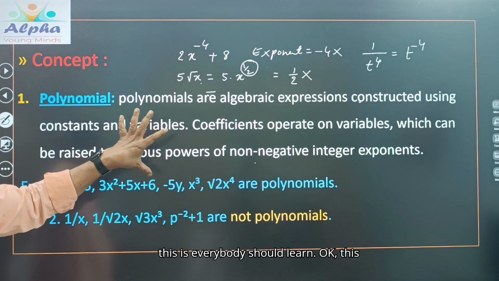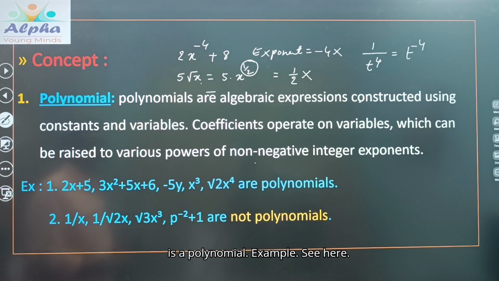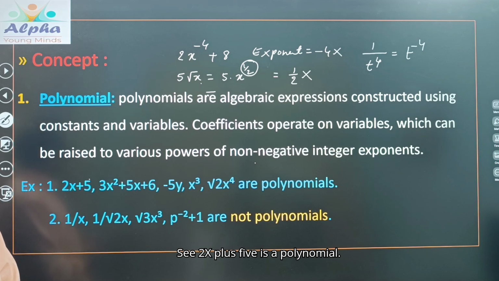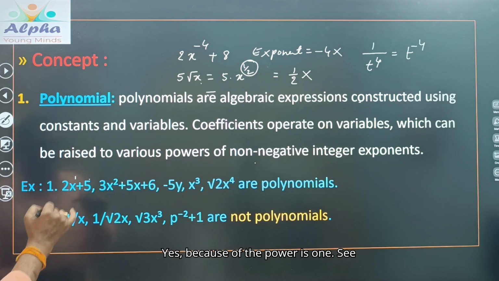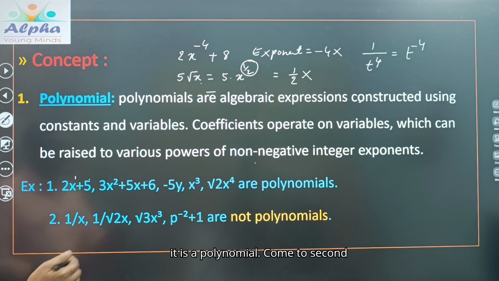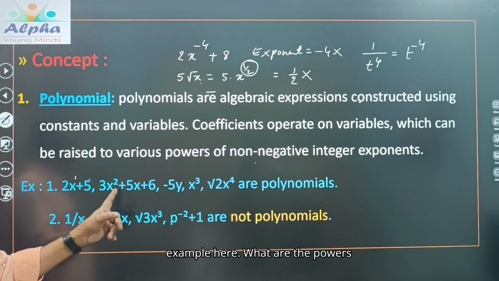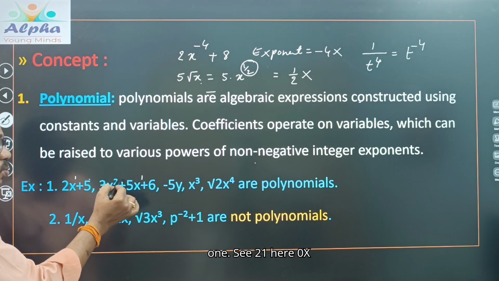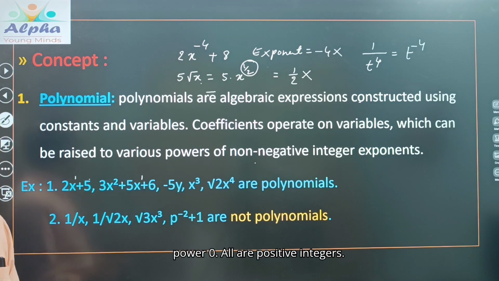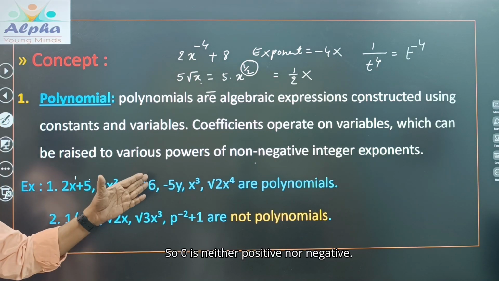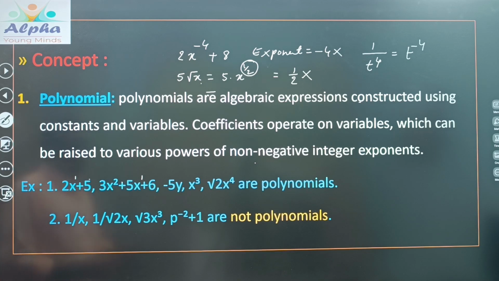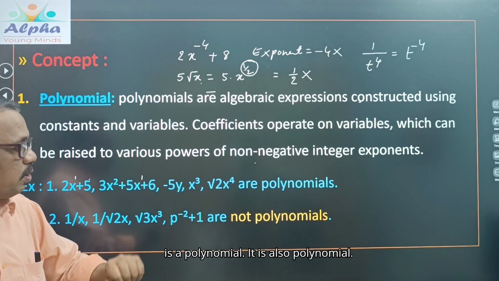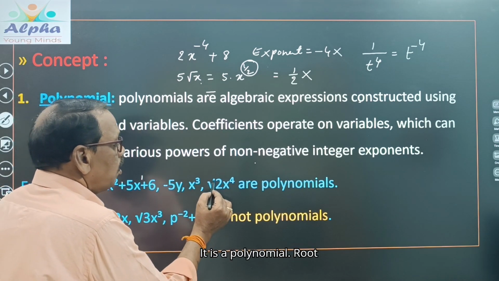So, everybody should learn this. Okay, this is a polynomial. For example, see here, 2x plus 5 is a polynomial. Yes, because the power is 1. Come to the second example. Here, what are the powers? Nothing but exponents here: 2, here 1, here 0, x power 0. All are non-negative integers. 0 is neither positive nor negative, so it is also a polynomial.